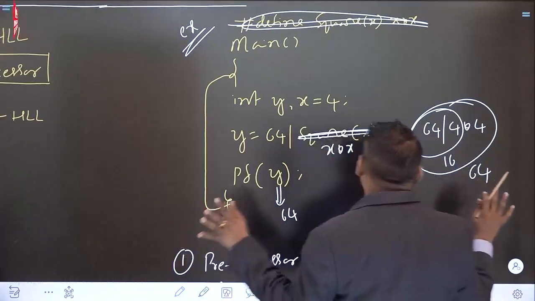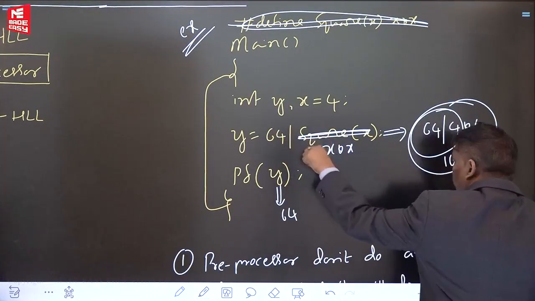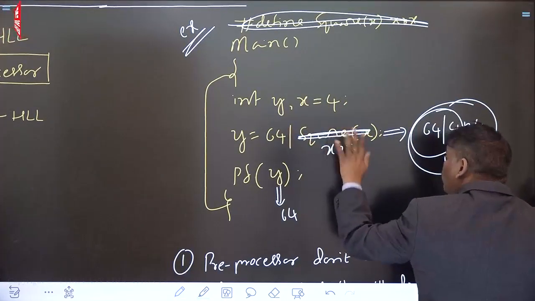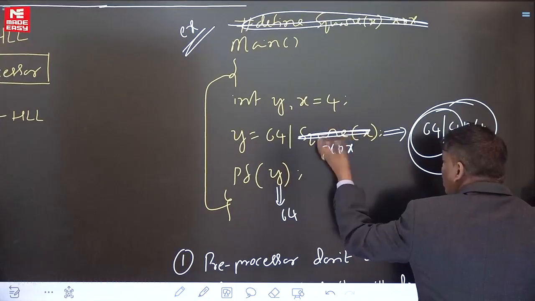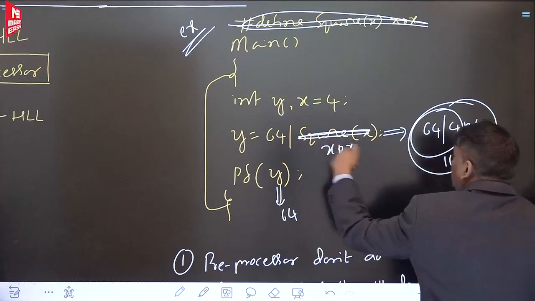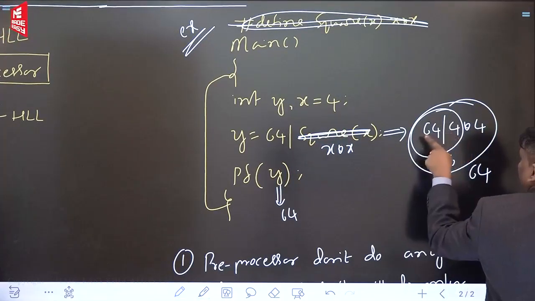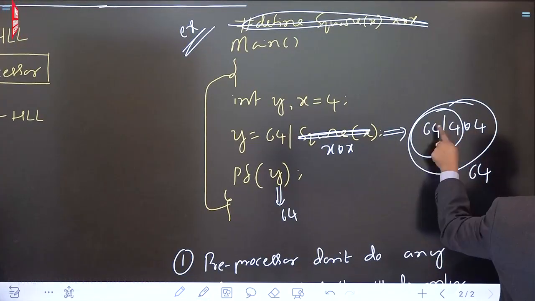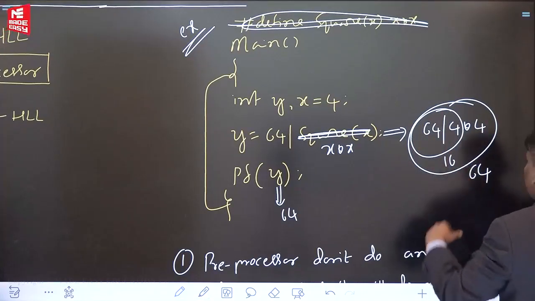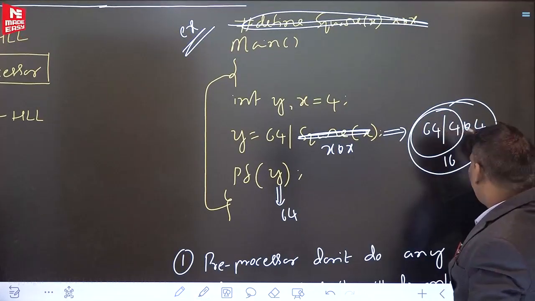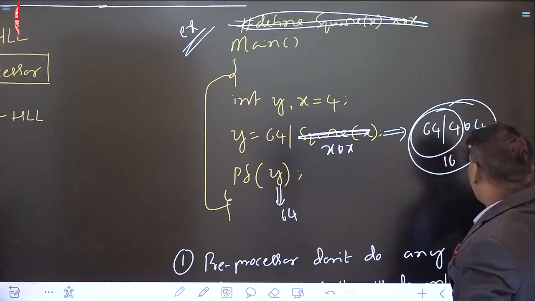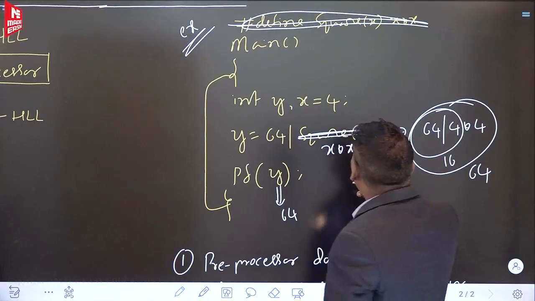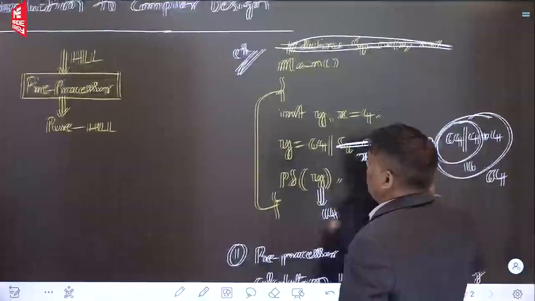No calculation is done. Some people think that 64 by x value 4 into 4 becomes 16, right? 64 by 16, 4 will come. No, because the preprocessor is not doing any calculation, only substitution. After substitution, it will become like this. Now whenever it goes to the processor, it will see which is the highest priority. Both are the same priority. What is the associativity? Left to right. So 64 by 4, 16. 16 into 4, 64. Y becomes 64. So 64 will be printed. Many people know, only for namesake I explain.